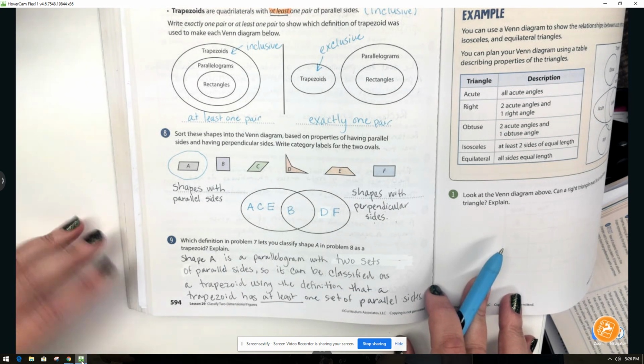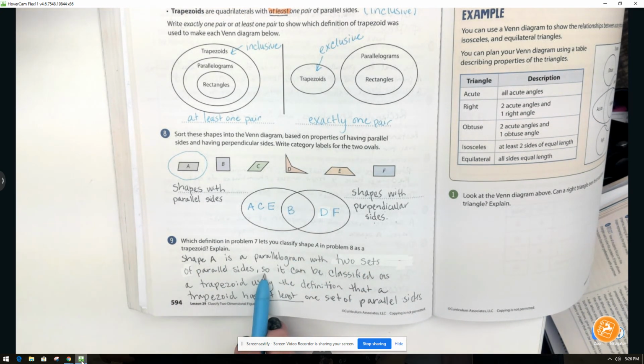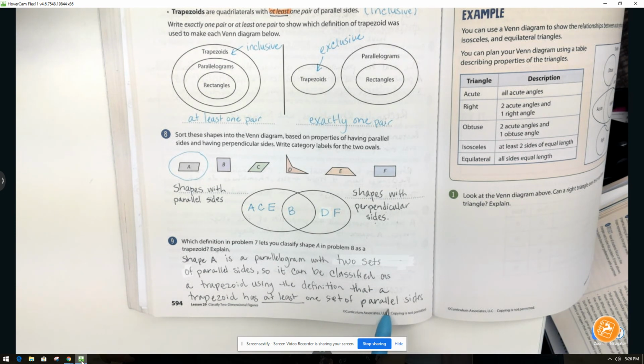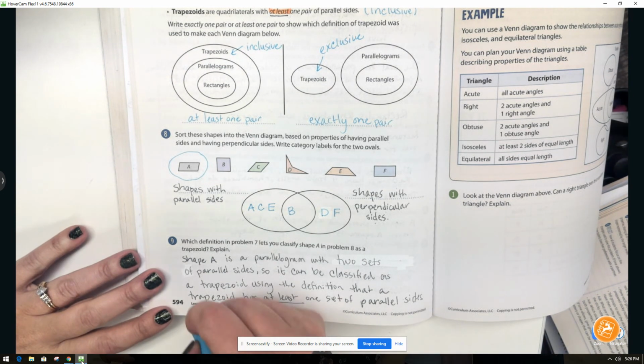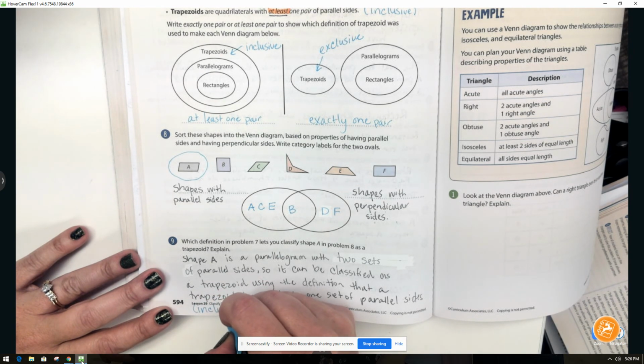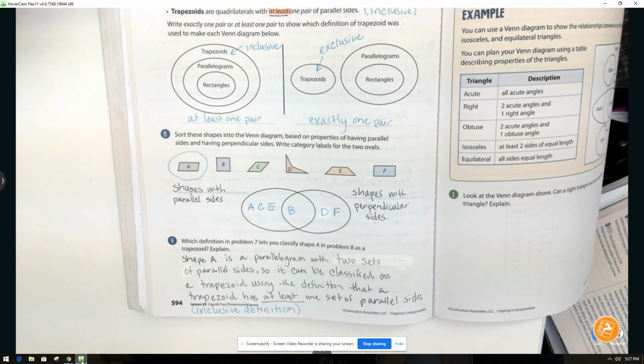Shape A is a parallelogram with two sets of parallel sides. So it can be classified as a trapezoid using the definition that a trapezoid has at least one set of parallel sides. We know that that is the inclusive definition of a trapezoid. So with that, go ahead and get that written down.